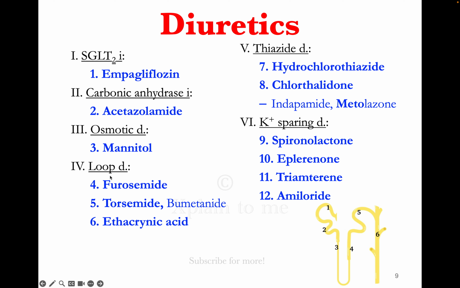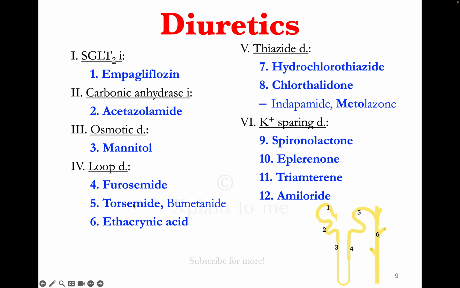The reason is loop diuretics and thiazides are the major drugs you are going to prescribe for your cardiovascular and renal symptoms. Therefore, those are going to be the most commonly prescribed diuretics. So we are going to focus on those, and also there are some potassium sparing diuretics. Okay, so let's do the loop diuretics.